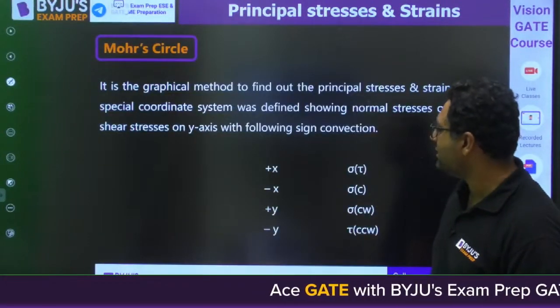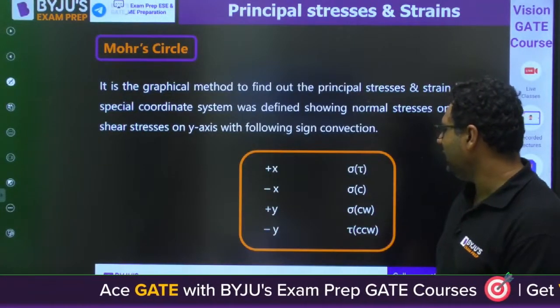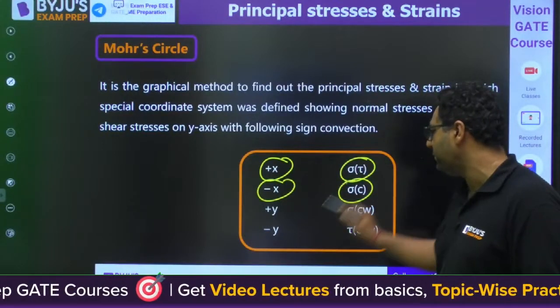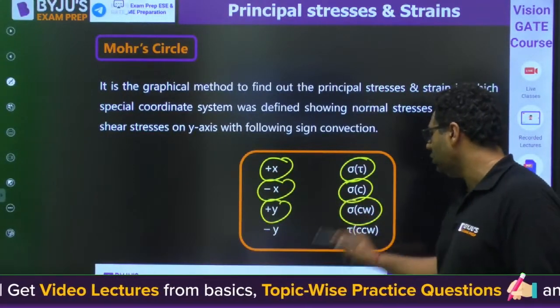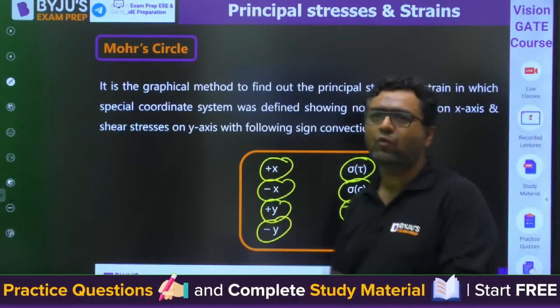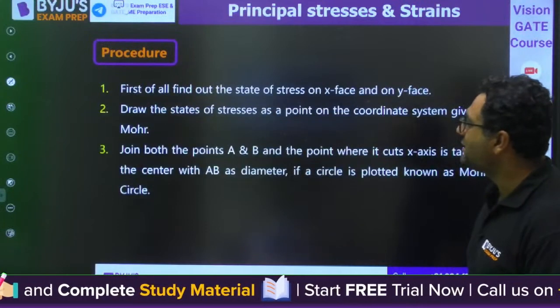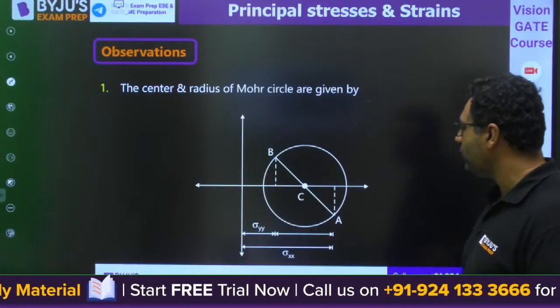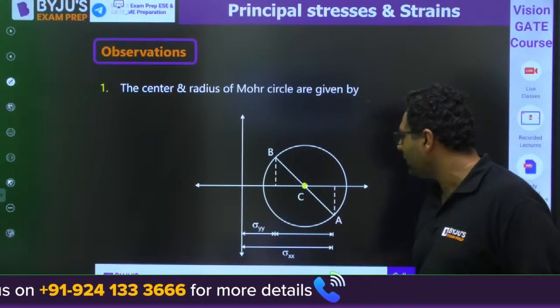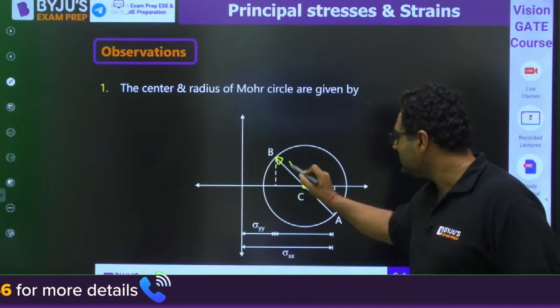So this was the Mohr circle. And you can see on the positive x-axis we have taken normal tensile, negative x-axis normal compressive, positive y clockwise shear, negative y anti-clockwise shear. So that is how we are going to take. So guys, we have seen the procedure of plotting the Mohr circle. I already told you the coordinate of the center, and if you see the radius, this is the radius.